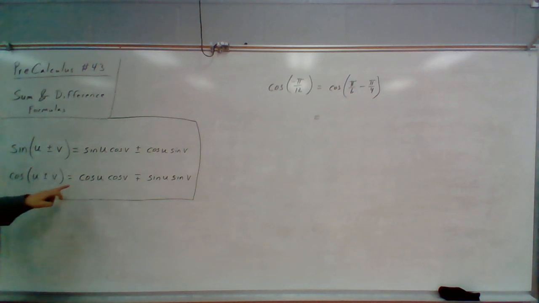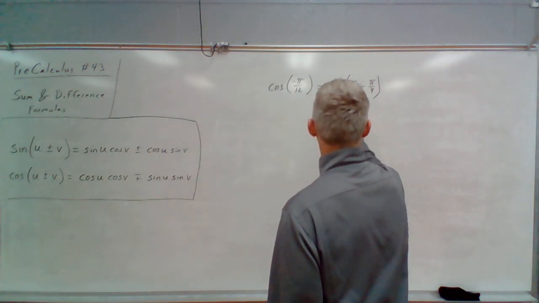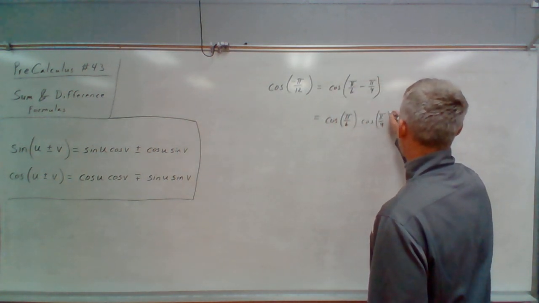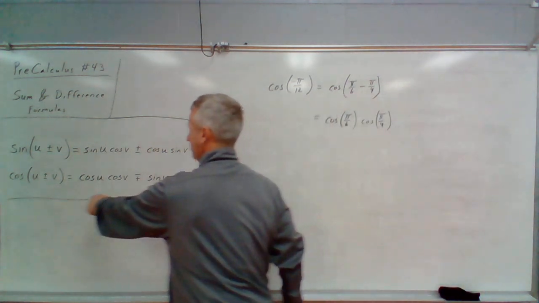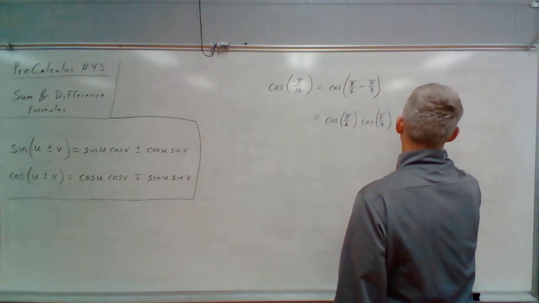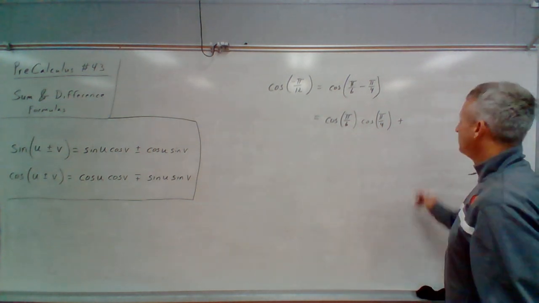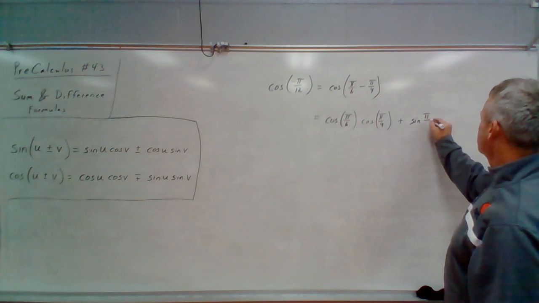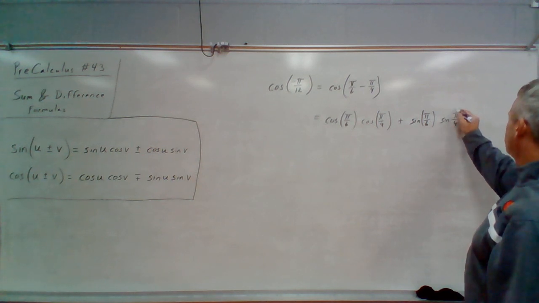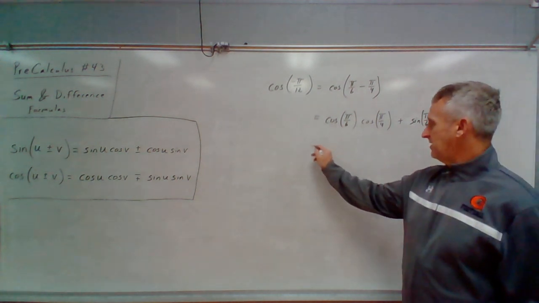All right, so I have the cosine of pi over 6 times the cosine of pi over 4 plus, because I'm using minus, so the minus goes with the plus, so this will be plus the sine of pi over 6 times the sine of pi over 4. Now I know how to do all that.